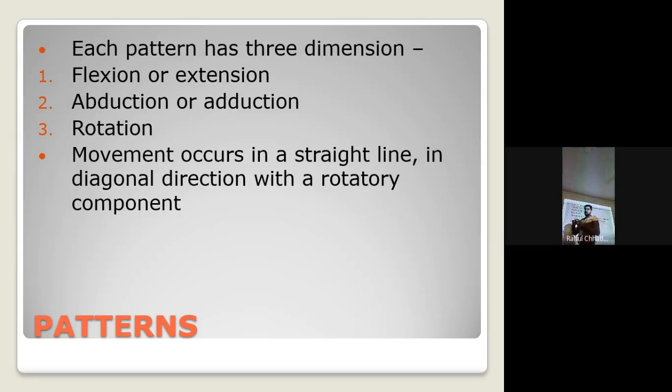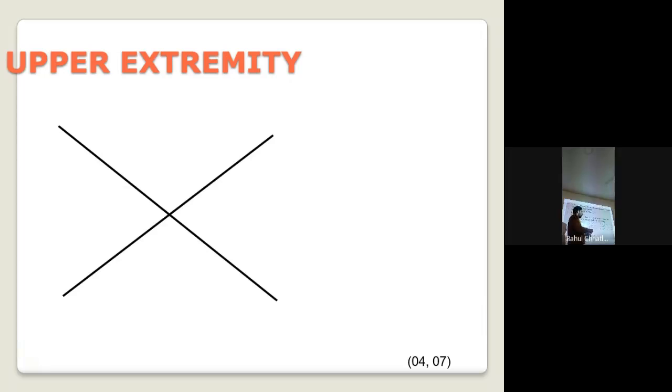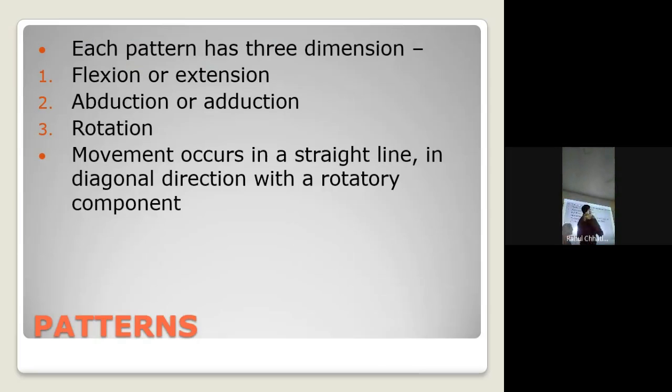So if you are able to see, we have described 4 patterns for upper limb. D1 and D2 is just a name. So D1 flexion pattern, D1 extension pattern, D2 flexion pattern, and D2 extension pattern. That is for upper limb. To describe it more appropriately, you will need to understand this diagram. But before going there, I'll just give you a brief.